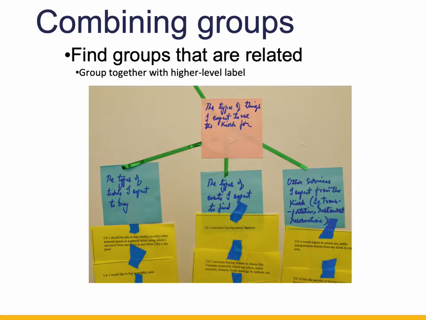So the previous slide where we added an addendum to a previous note can be even more cumulative if we find groups that are related. So what you do is you take those groups and you basically group them together with a higher level label. So here we see down below, I should be able to buy weekly, monthly, other seasonal passes as a general ticket, using which I can travel from anywhere to anywhere, like a day pass. Or I envision buying movie theaters eventually.